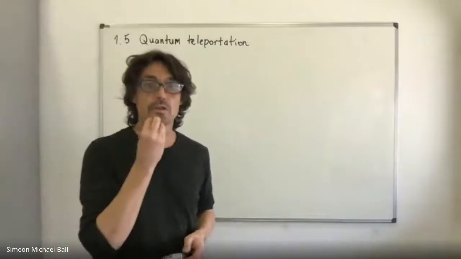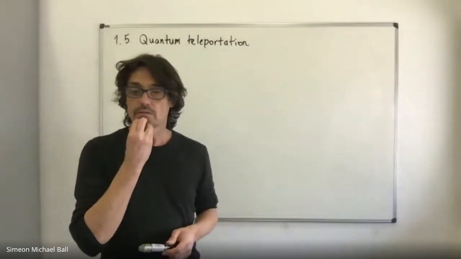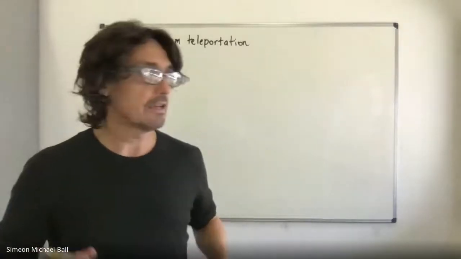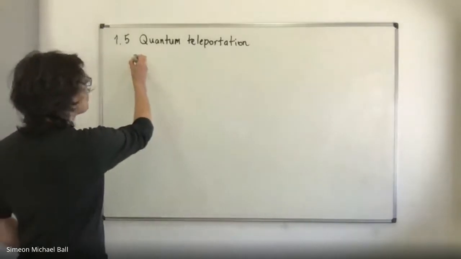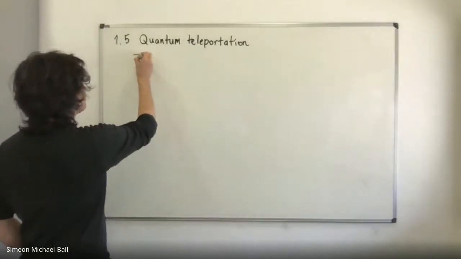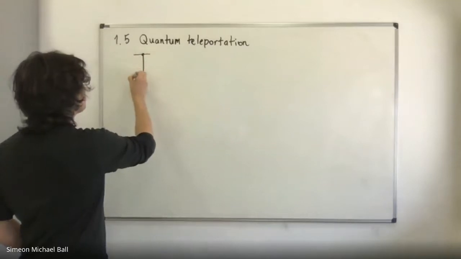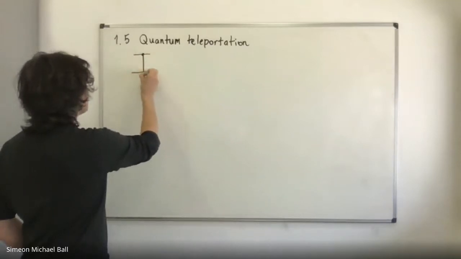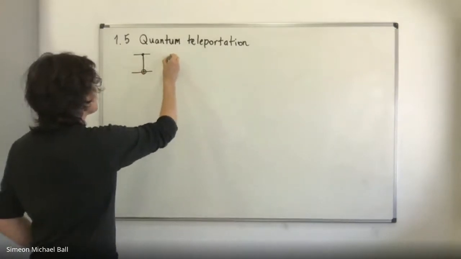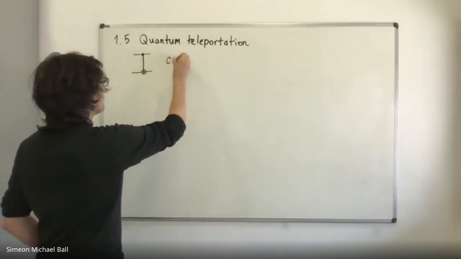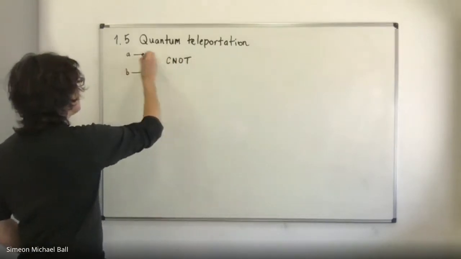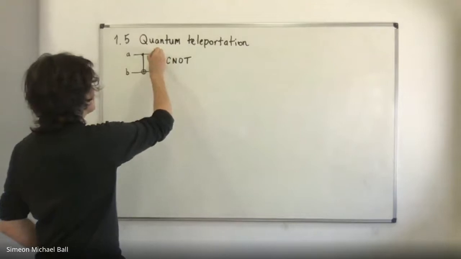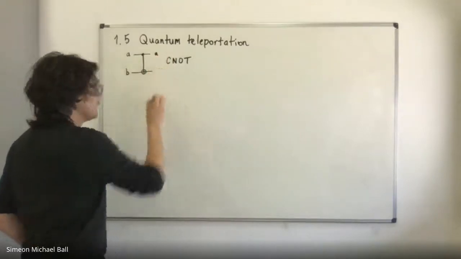Okay, so recall that last time we defined the following to mean the control knot. So if we have two quantum wires and this, then this was the C knot gate and its output here, nothing changes here.